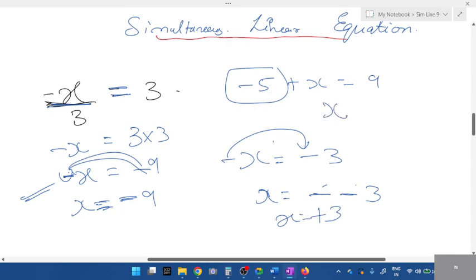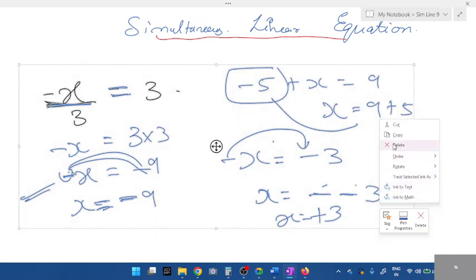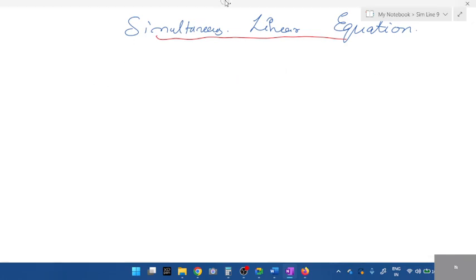If there is a number, then what happens to minus 5 if it goes to the other side? Plus 5. These are the rules. Understood? These are the rules. One more thing, like term, unlike term. What do you mean by like term?